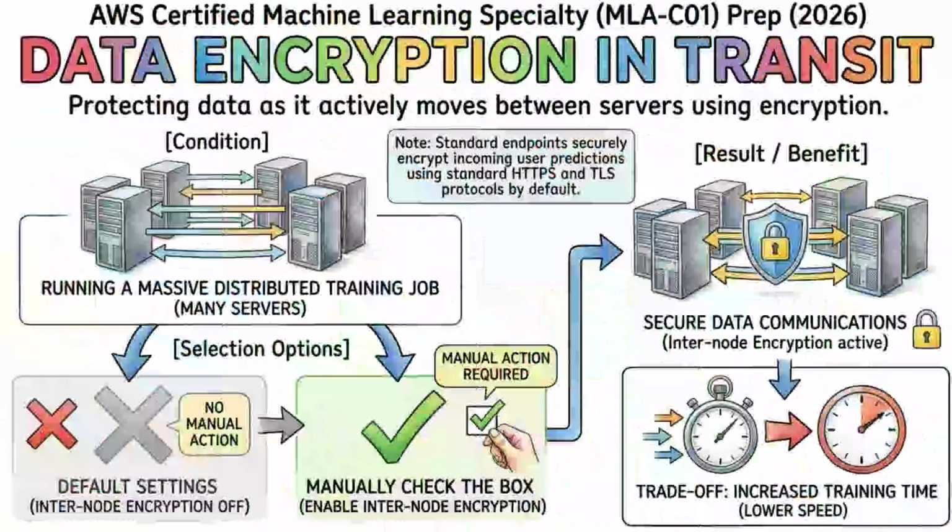You must also fiercely protect your data while it is actively moving between servers, which is known as encryption in transit. By default, Amazon SageMaker endpoints securely encrypt all incoming user predictions using standard HTTPS and TLS protocols, so data flying over the internet is automatically safe.